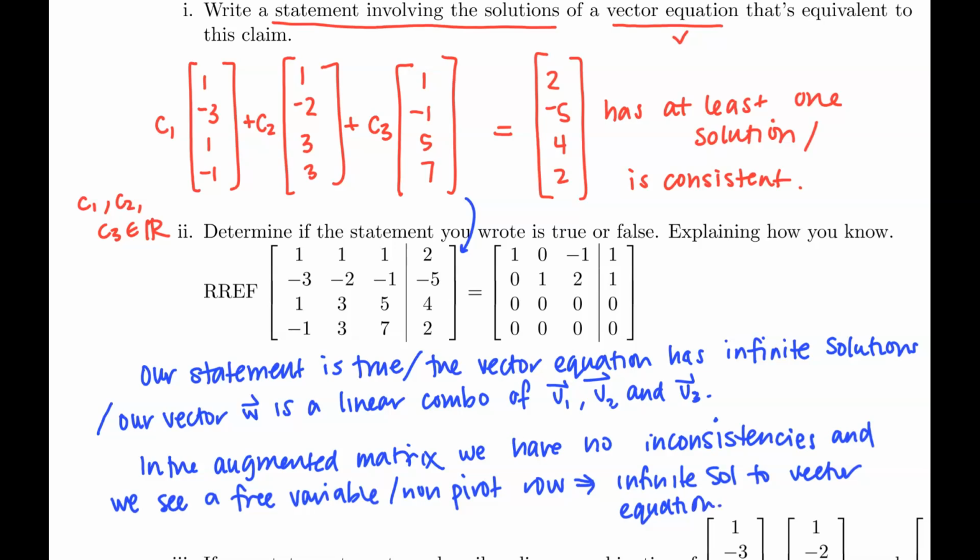Now I don't need that much writing, but technically I would like to see both pieces. The statement using correct wording, either referring back to the vector equation, the statement that you made, or this idea of a linear combination, and then something about how we don't have those inconsistencies of 0 equal to 1. We can see the infinite solutions because we know we have that free variable, something to give us that final answer.